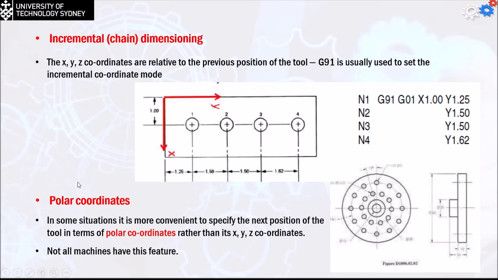The other system we have is the polar coordinates, and this usually is going to be used when you are going to have a drilling like this one. In some situations it is more convenient to specify the next position of the tool in terms of polar coordinates rather than its x, y, and z coordinates. Not all machines have these features; just a specialized machine can do this.